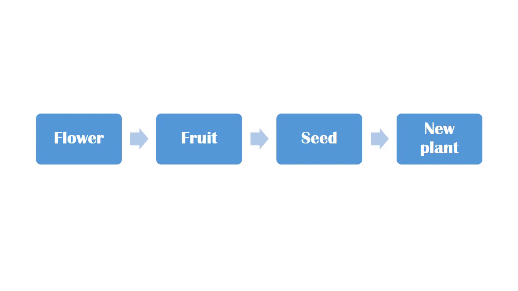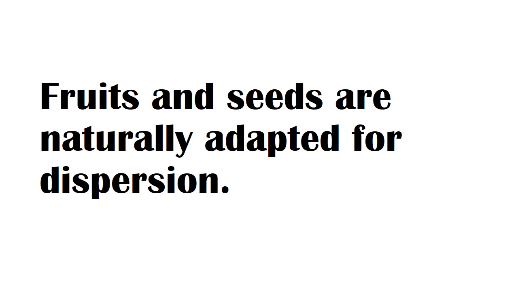Fruits are formed from the flower. Seeds are found inside the fruits. Seeds produce new plants. Fruits and seeds are naturally adapted to dispersal.